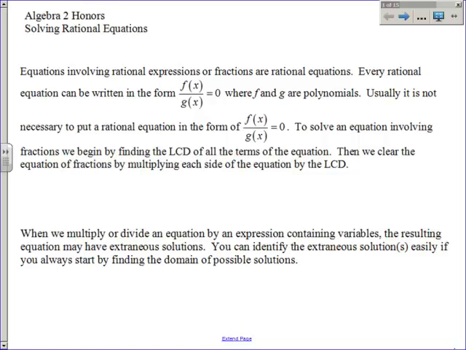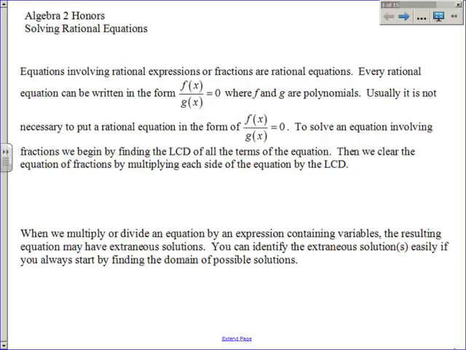In this tutorial, we're going to learn to solve rational equations by multiplying through by the least common denominator of all the terms of the equation and then solving. Once we have the solutions, we're going to check to make sure none of the solutions are extraneous, which means that they are not omitted from our domain.